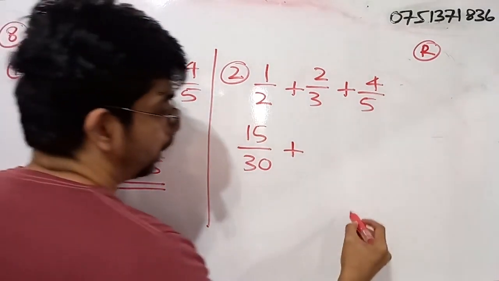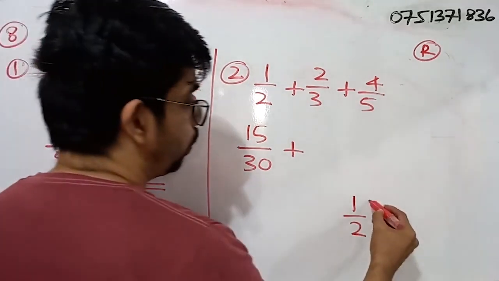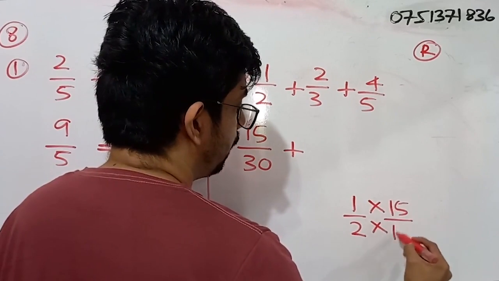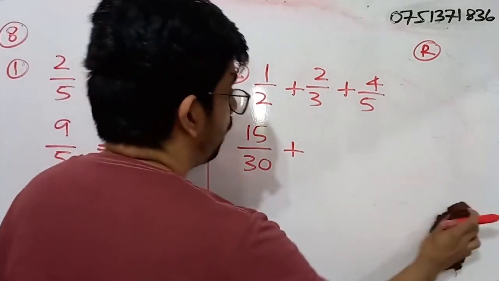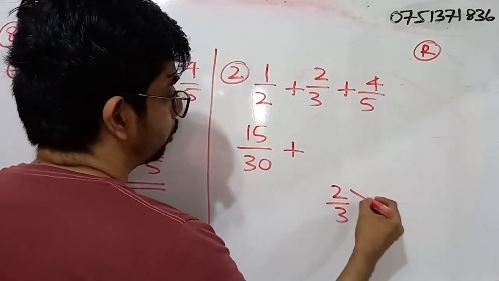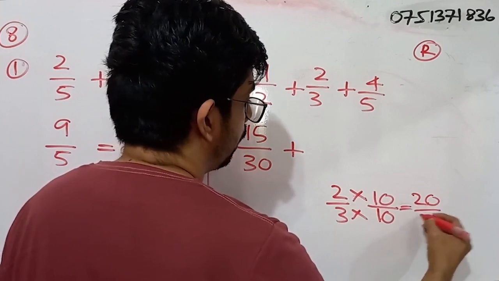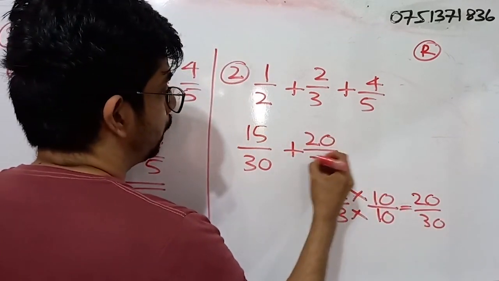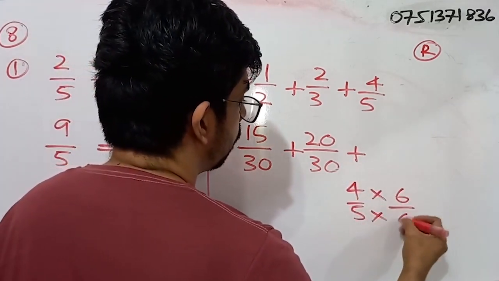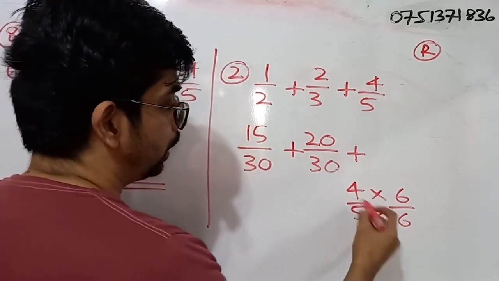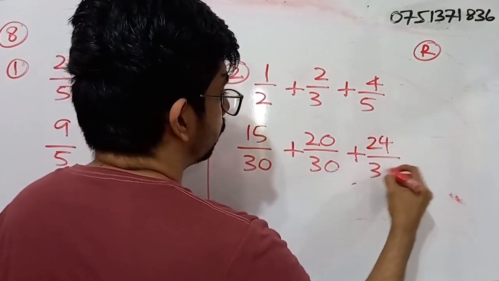So in the sense, take half. We have to convert the denominator into a 30. So what do we have to do? We have to multiply the numerator by 15 and the denominator by 15. So this becomes 15 by 30. Then we have 2 by 3. We have to multiply the denominator by 10 and the numerator by 10. So we get 20 by 30. Take 4 by 5. We have to multiply the numerator and the denominator by 6. We are trying to convert the denominator into a 30, no? Right? So we get 24 by 30.